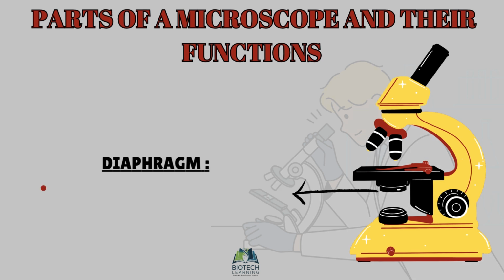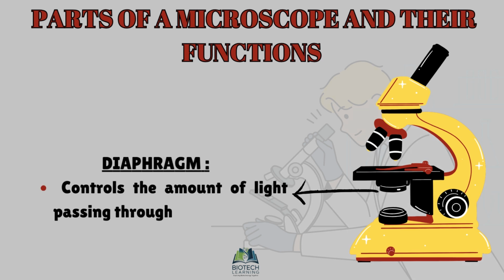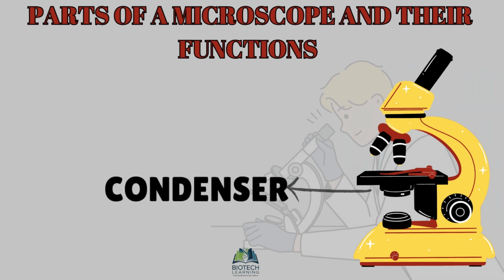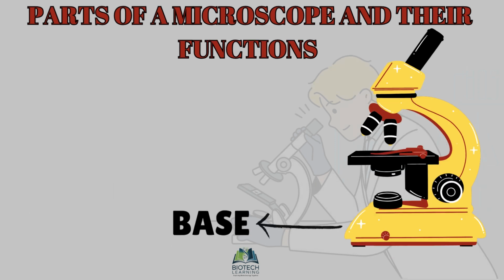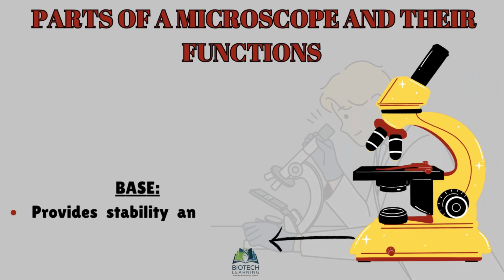Diaphragm controls the amount of light passing through the specimen. Condenser, focuses light onto the specimen to enhance image clarity. Base, provides stability and supports the microscope.